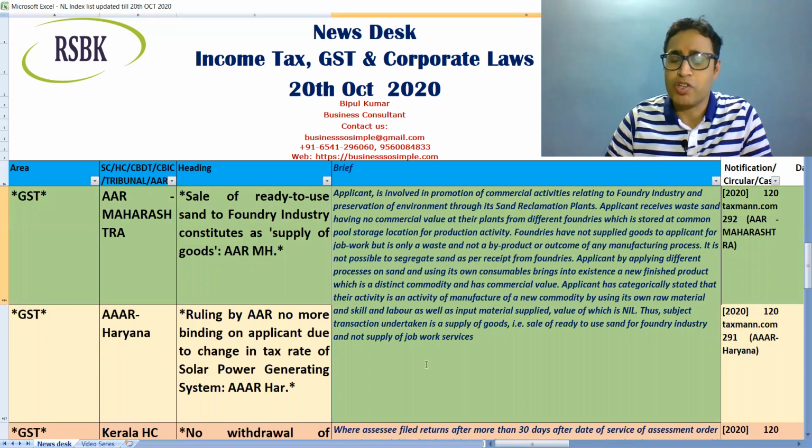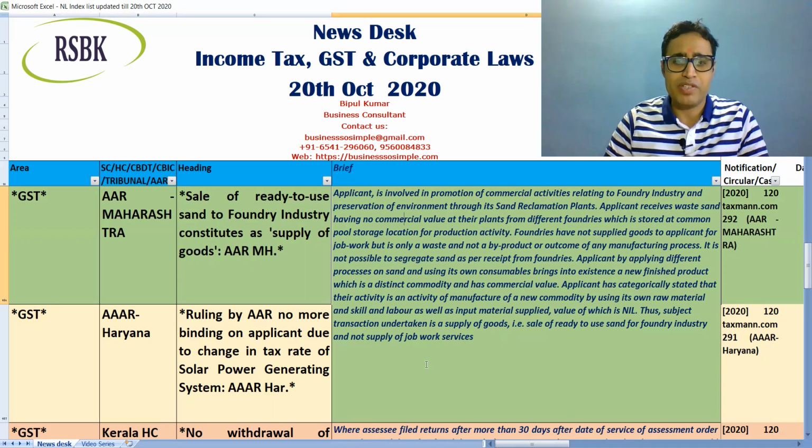Applicant is involved in promotion of commercial activities relating to the foundry industry and preservation of the environment. Through its sand reclamation plant, applicant received waste sand having no commercial value from different foundries, which is stored at a common pool storage location for production activity. Foundries have not supplied goods to the applicant for job work; it is only waste and is not a byproduct or outcome of any manufacturing process. It is not possible to segregate the sand as per the receipt from the foundries.